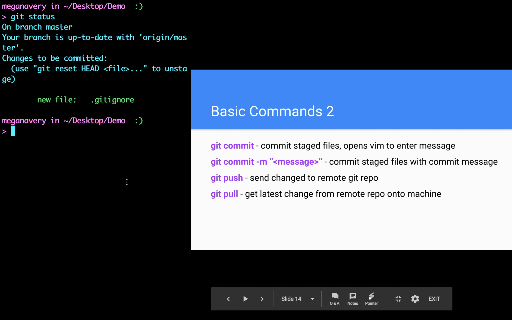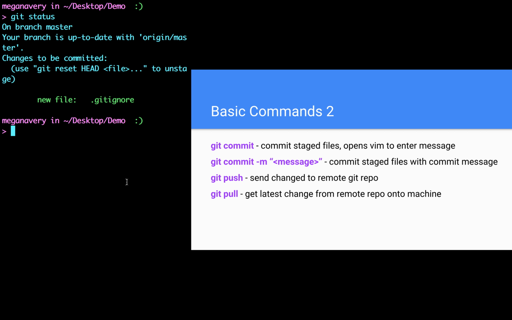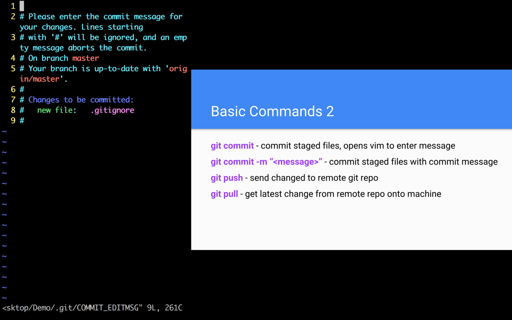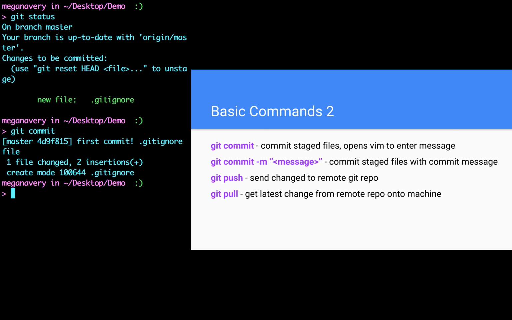Git commit will commit staged files and opens Vim for you to enter a commit message. So I can do git commit. I had to press I to get into insert mode to enter my commit message. I'm going to say first commit, exclamation point, .gitignore file, and then escape to go back to command mode, and :x to save and quit. And now my commit has been made.